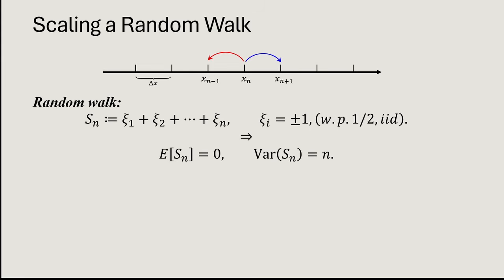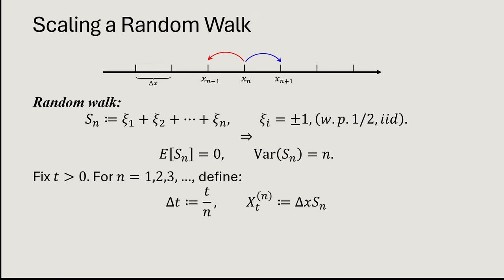Immediately from this definition, we have the expected value of Sn equals 0 and the variance of Sn equals n. Notice that the variance is linear in time. This is a key feature of the random walk. And now let's consider a scaling of the random walk in the following sense. Let t be a positive real number. For each n equals 1, 2, 3, and so on, let's define delta t as t over n, and the process X_n(t) as delta x times Sn.